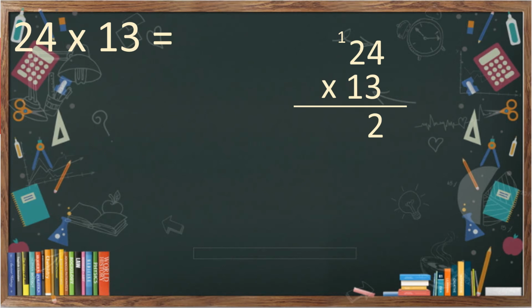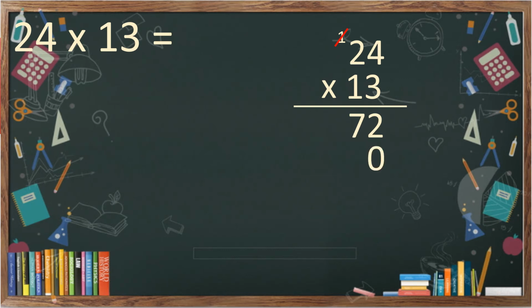Then we would ask ourselves, what is 3 times 2? 3 times 2 is 6, and then we would add the remaining 1. 6 add 1 is 7, so underneath the 1 in 13 we would write 7. We would then put a 0 under the 2 as a placeholder.